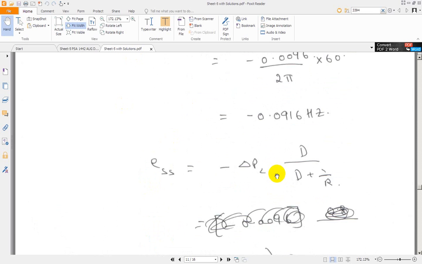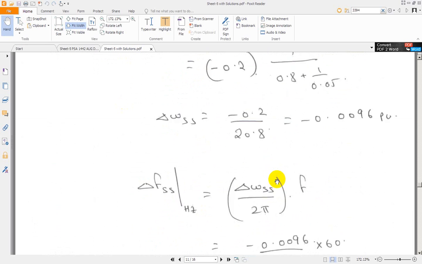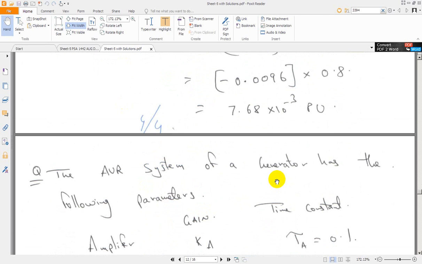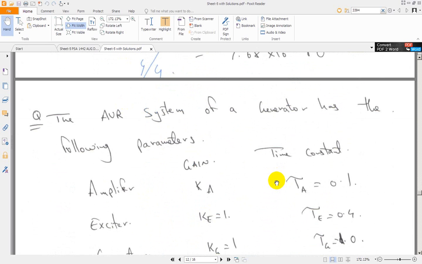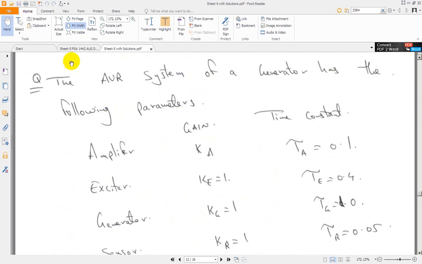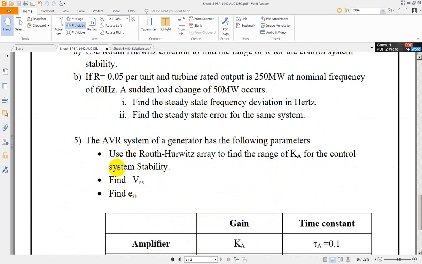With this, problem number 4 is completed, related to the automatic load frequency control. Coming to the automatic voltage regulator, problem number 5. The steady state frequency delta omega SS has been evaluated, and steady state error is evaluated in the second part. We just need to substitute the values in the given formulas.